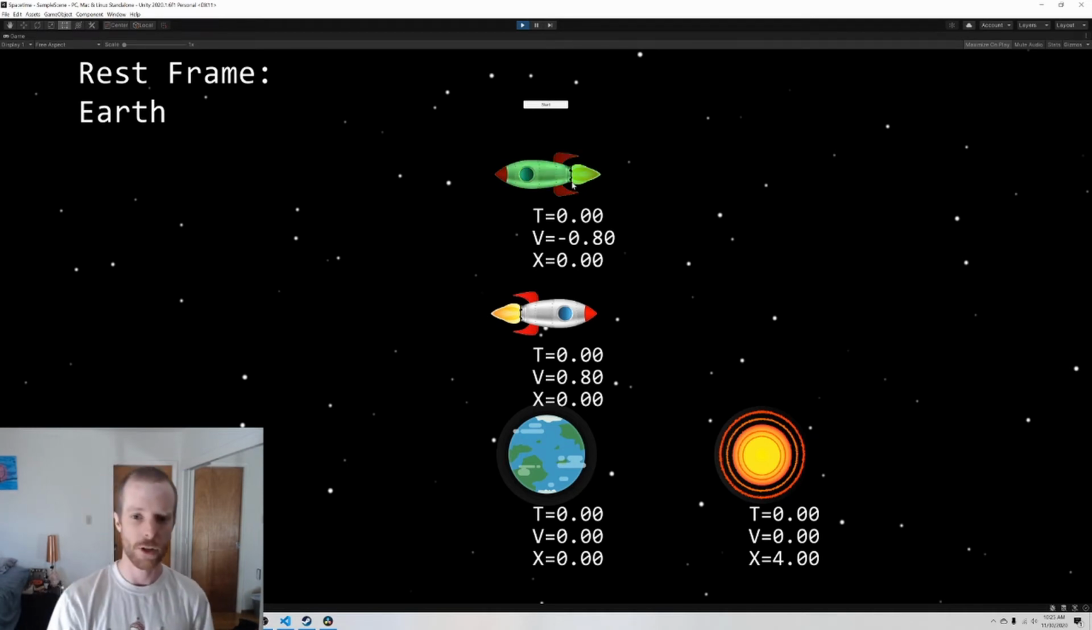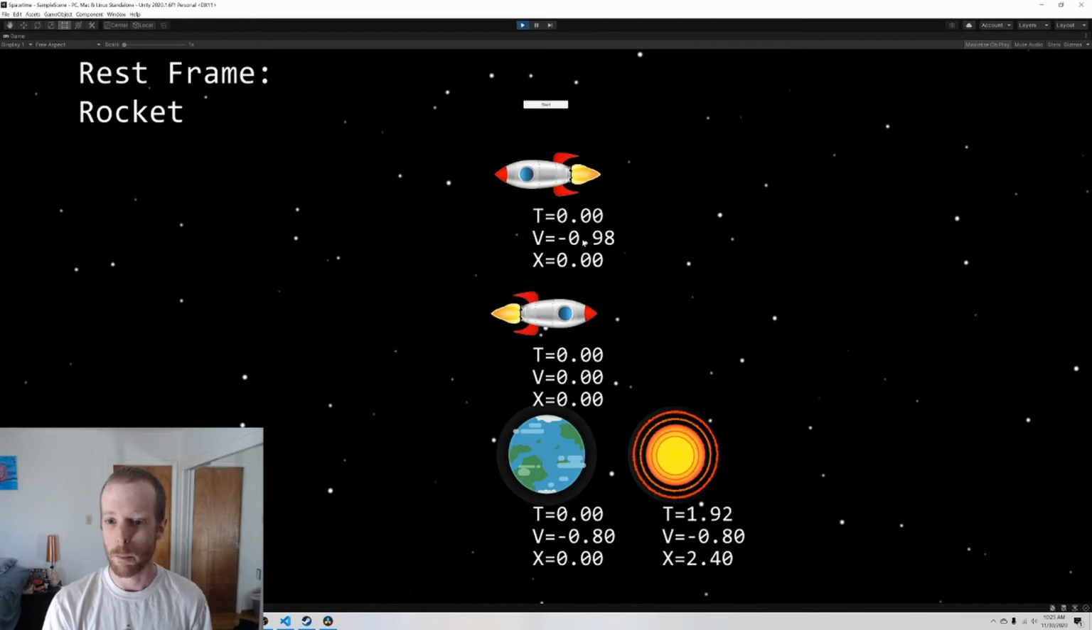For example, this rocket's velocity is not going to be negative 1.6 times the speed of light. It's going to be 0.98 times the speed of light, because we're using the velocity addition equation correctly, and nothing can go faster than light. Also, length contraction has caused the destination to get closer. It's now 2.4 light seconds away instead of 4 light seconds away.